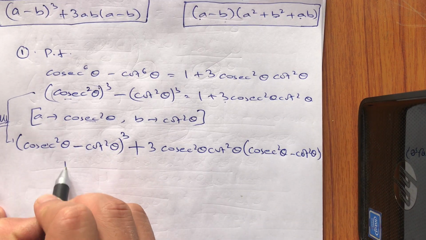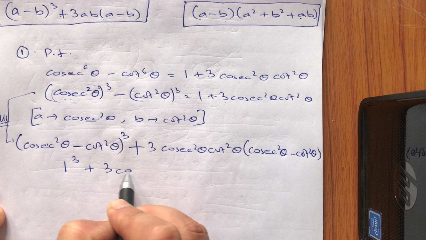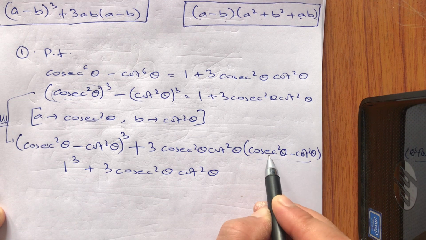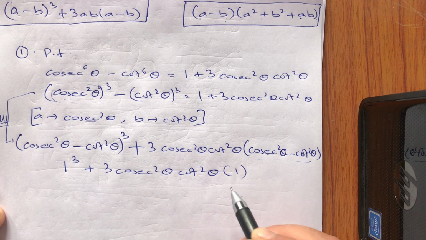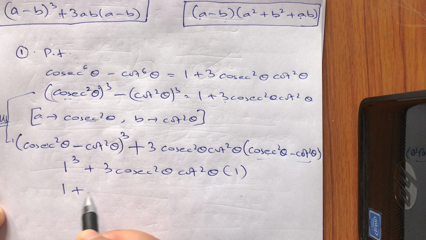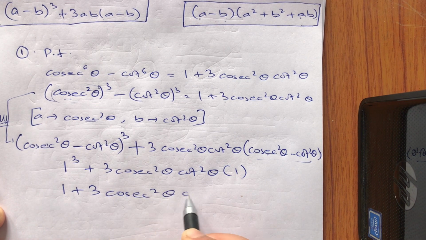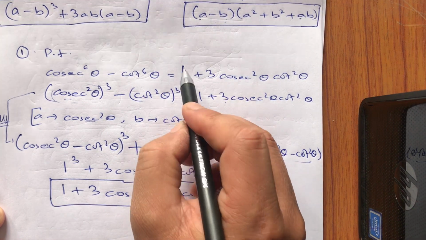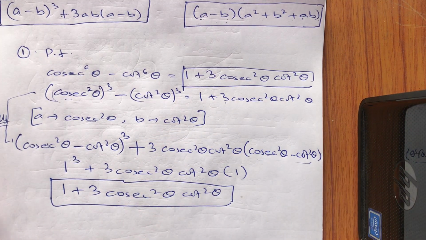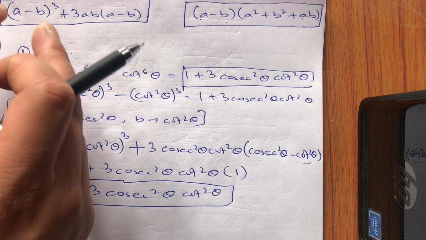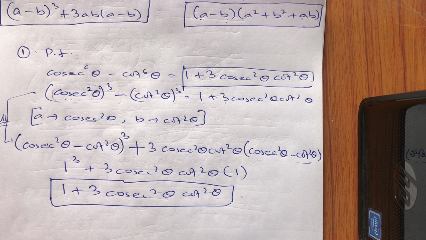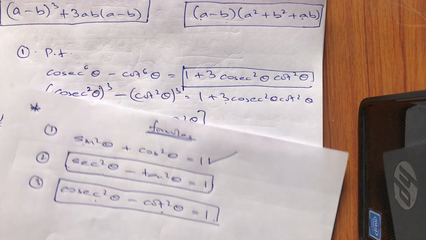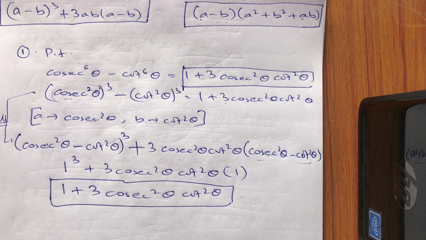So we write this as what? 1 cubed plus 3 cosec square theta cot square theta, and then again this entire thing, cosec square minus cot square, we can again replace by a 1. So 1 cubed is 1 plus 3 cosec square theta cot square theta. If I compare this answer with my right hand side, we have got the same answer. That's how we go ahead and apply the cube formula to prove. If I know my cube formula plus this add-on formula, then it becomes very easy. We just have to apply them and get the answer.